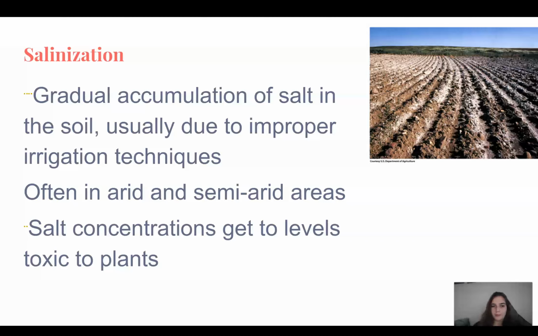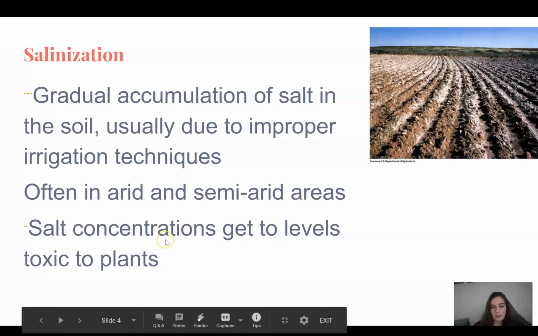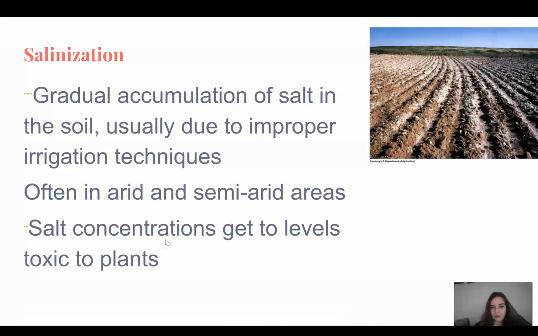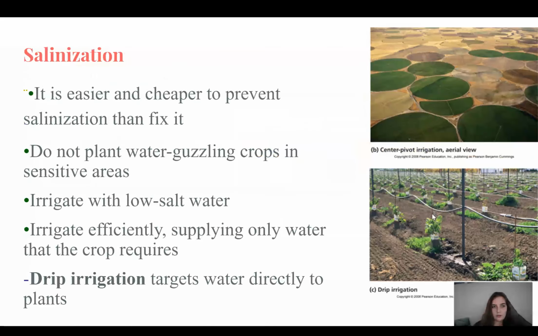So that's really common in those areas where there's not as much water. It's a dry climate. And this can get so bad, the amount of salt, that it's toxic to plants. It kills them, as you can see in this picture, and it's a really negative consequence of improper agriculture or irrigation.